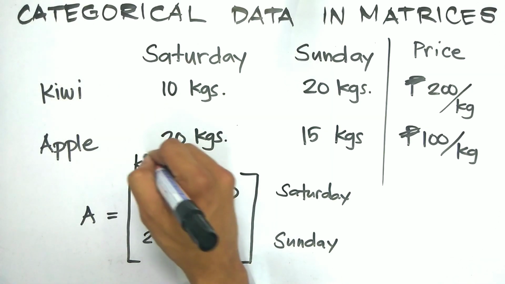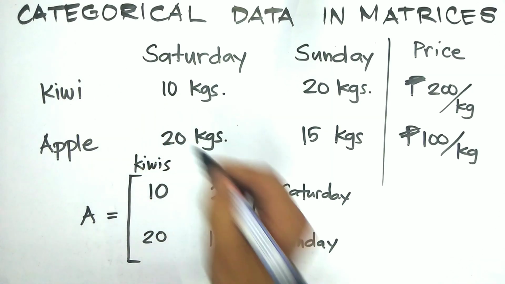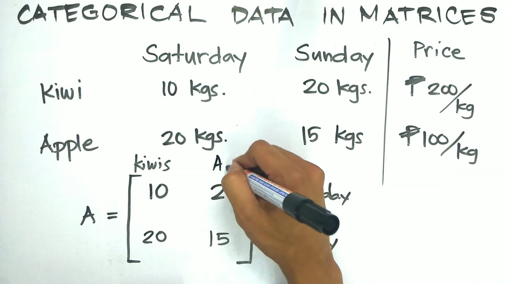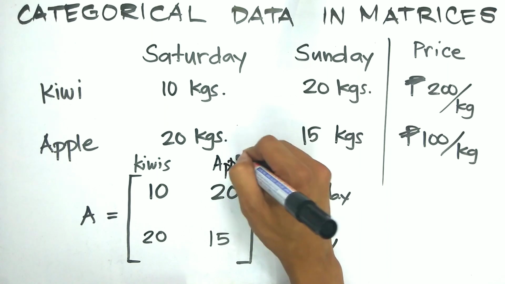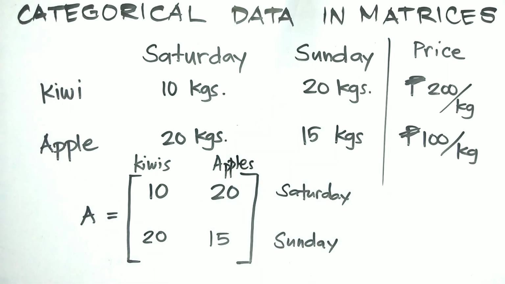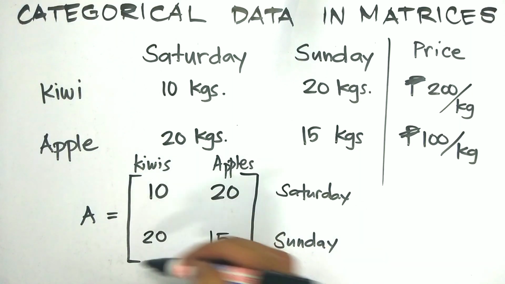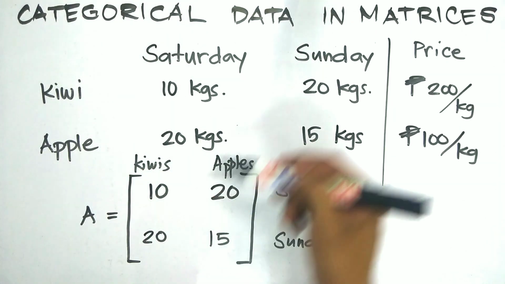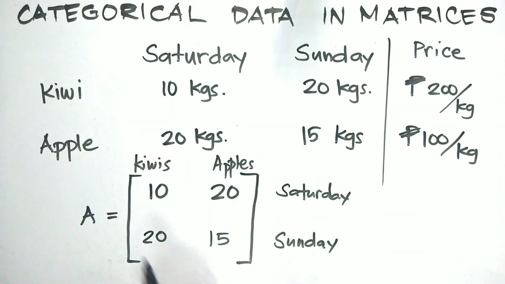Take note that we are being consistent with where we are placing our values. So this is for the kiwis and this is for the apples. The column represents the type of fruit, and the rows represent the day on which the farmer was able to sell those fruits.